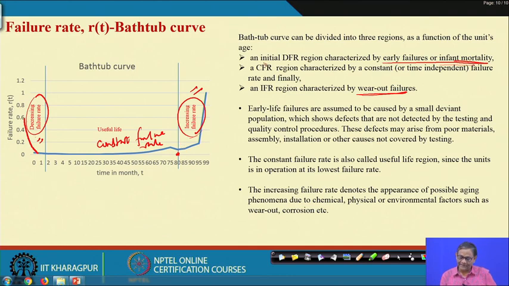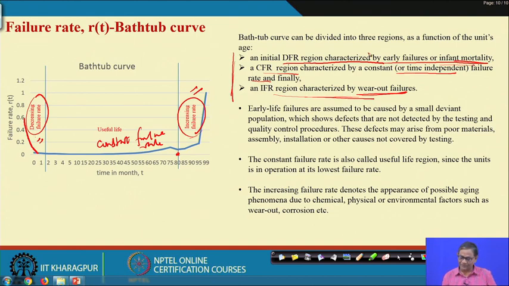So, let me read out a little more. As I said, DFR is characterized by early failure or infant mortality. CFR is characterized by a constant, time-independent failure rate, and IFR is the wear-out failure rate.